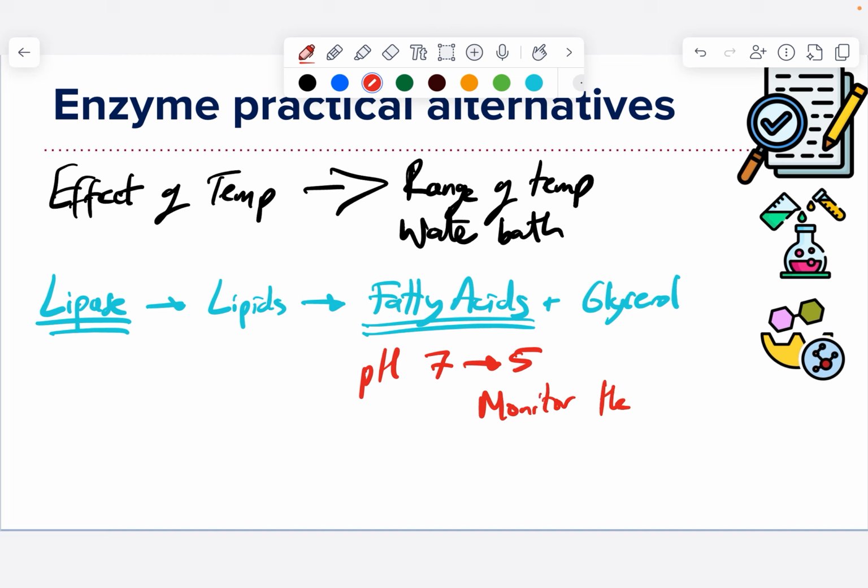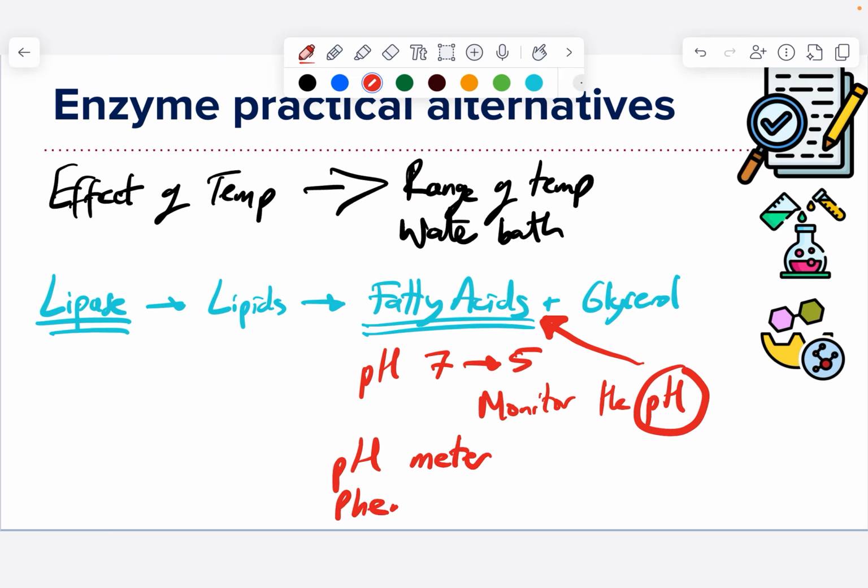the pH. And the reason the pH changes is because as lipids are broken down, you're producing fatty acids, which is making the solution more acidic. So you could use a pH meter, or you could use an indicator, in particular something like phenolphthalein, which will change colour when the pH has changed. So just be aware of particular questions they could ask you about that.